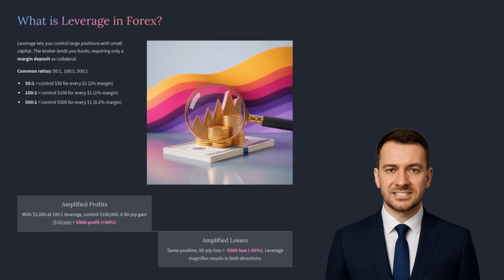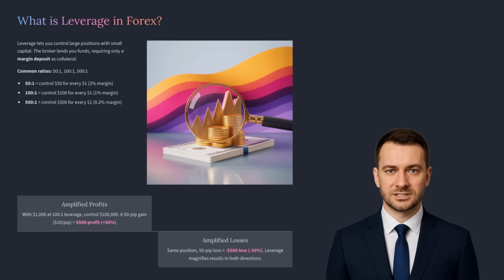Let's illustrate with an example. Suppose you have $1,000 in your account, and your broker offers 100:1 leverage. This means you could theoretically control up to $100,000 in currency, because 100 x $1,000 = $100,000. If you wanted to open a trade of one standard lot on EUR/USD, which is $100,000 worth of currency, you would need to put up about 1% of that as margin, $1,000, to open the trade.